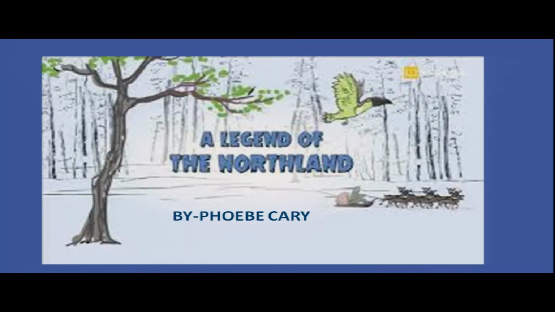I welcome you to this English class, and today we are going to discuss a poem from your class 9 textbook, and the name of the poem is A Legend of the Northland. This poem is from Unit 5 of your textbook, Beehive. My dear students, as the title suggests, the title itself suggests that it is a story, a legend of the Northland. Which part of the country, which part of the world? It is the Northland.